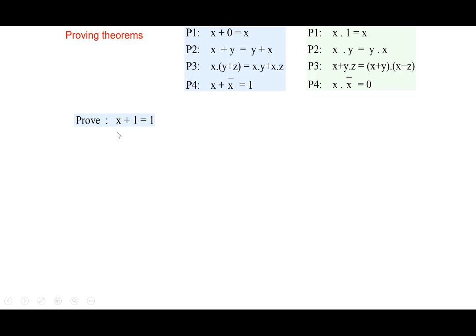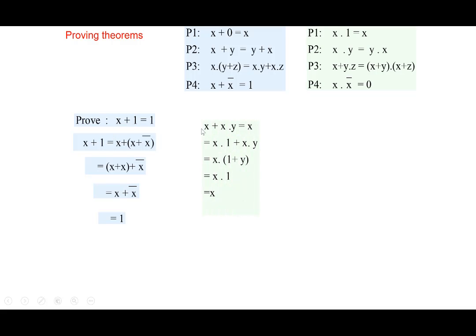Okay, so I will skip this. x plus 1 is 1; prove that. You can see later on by yourself how x plus 1 is 1. And all of these things can be seen through the postulates.